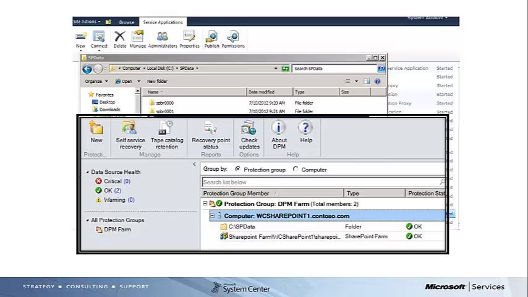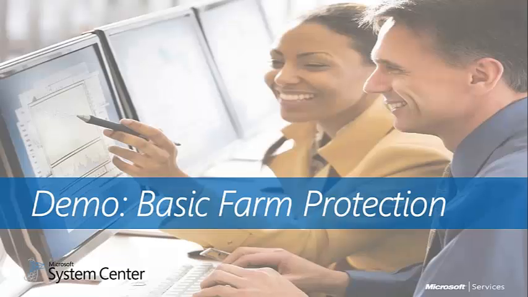But if we were to do that in DPM, you would just back up your SharePoint farm as you see in a normal workflow here, and then add that SP data folder to get the additional service applications to get the additional data that we needed there. So now we'll do a basic farm protection demo.